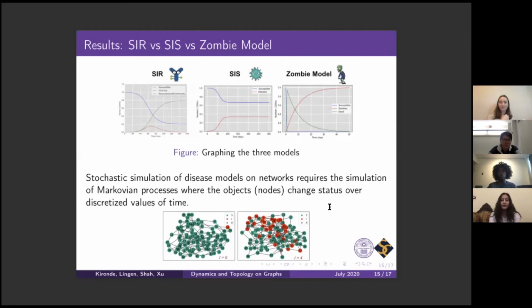We also tried to have stochastic simulations of the epidemics, which requires the simulation of Markovian processes where the nodes change status over time. And this can be done using algorithms like the Gillespie algorithm or the event-driven algorithm. Although the event-driven algorithm is a little faster than the former, they do produce the same stochastic process. Here in this figure, we can see the stochastic simulation of an epidemic on a small world network using the SIR model at T0 and T4. At T0, we introduce an infected node, and we can see how the disease evolves over time and how the nodes are infected at time T4.